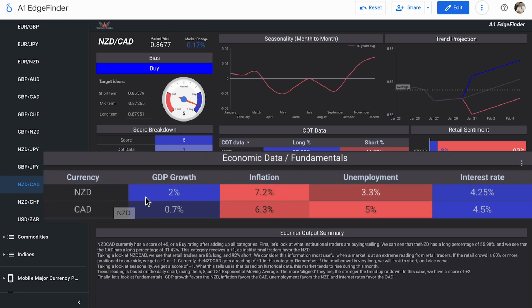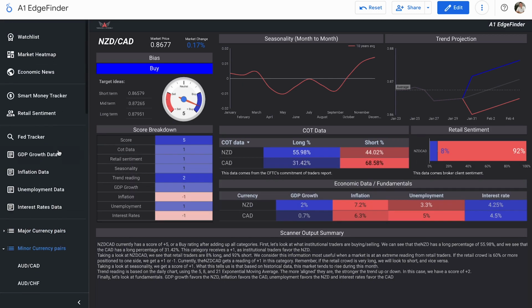GDP growth for New Zealand, 2% compared to 0.7% for Canada. New Zealand's inflation, 7.2% compared to 6.3% in Canada. New Zealand's unemployment, 3.3% compared to 5% in Canada. And lastly, New Zealand's interest rates, 4.25% compared to the 4.5% for Canada. So quick breakdown of NZD CAD.